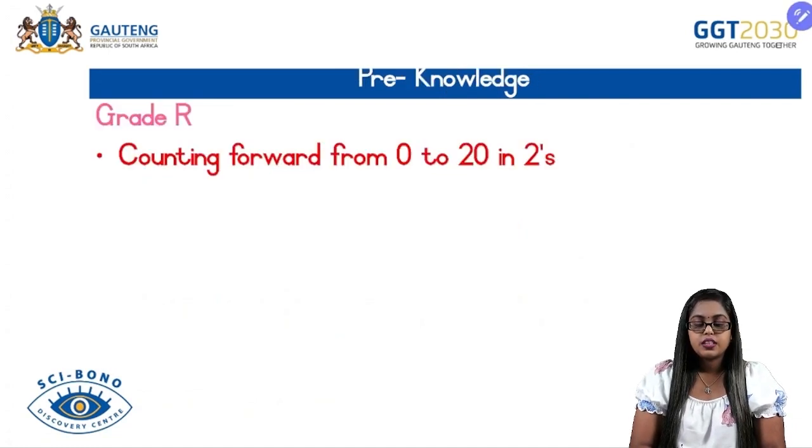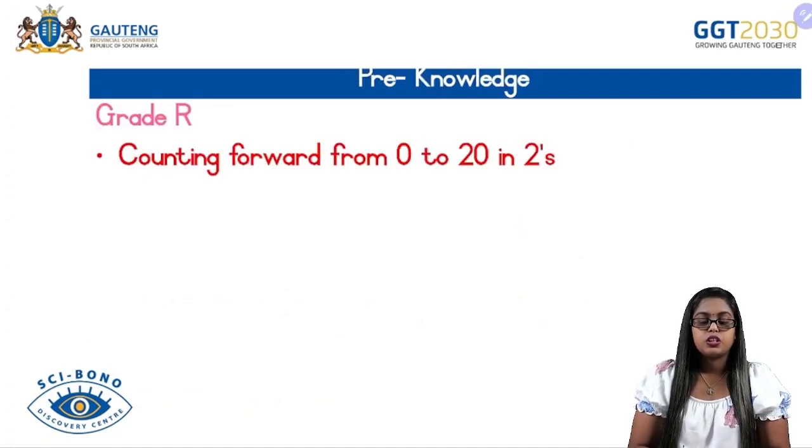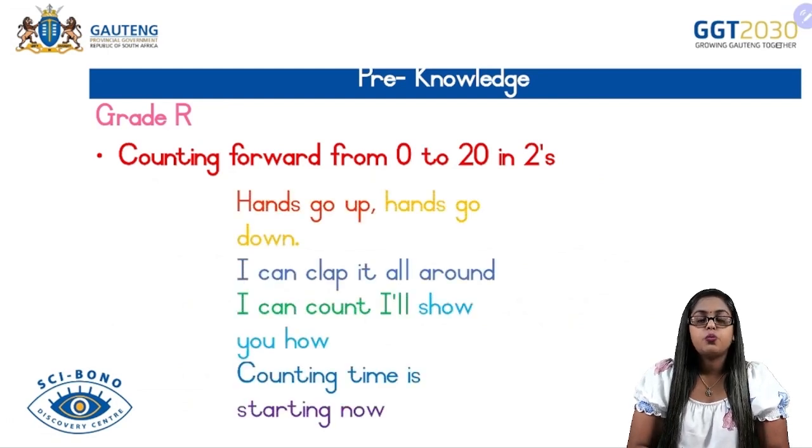So, firstly, let's look at our pre-knowledge, which is going to be our counting forward. Today we're going to count forward from 0 to 20 in twos. But before we do that, we need to make sure we are ready for our counting. So let's do our famous counting song that we all love so much. Are you ready? Repeat after me. If you know the words, sing it with me.